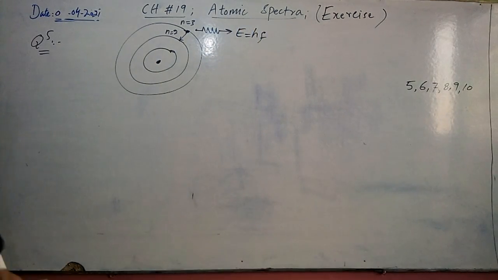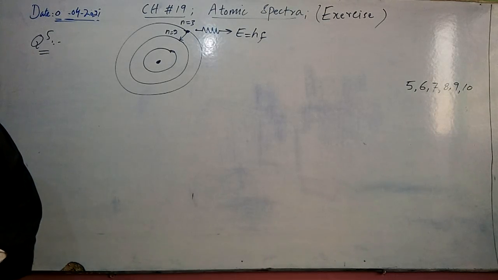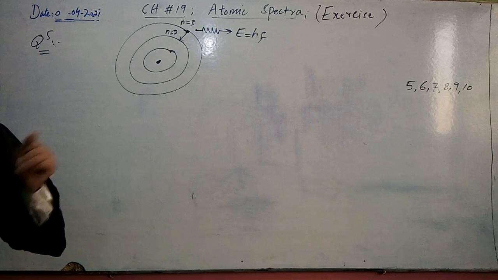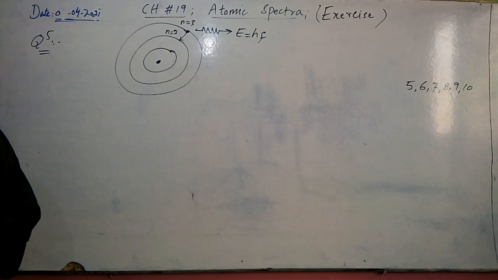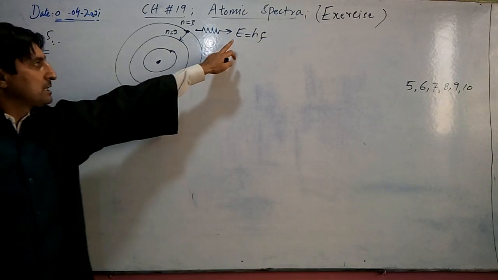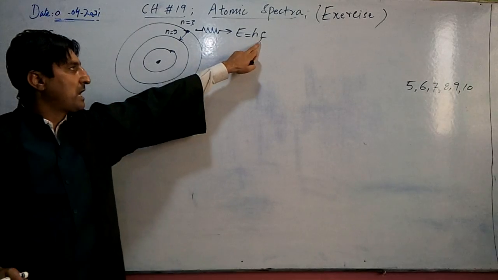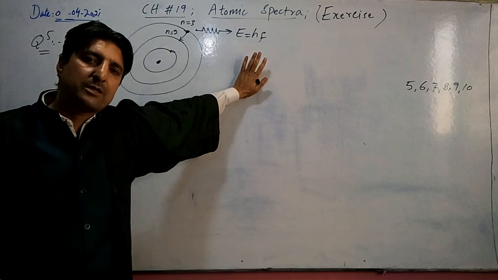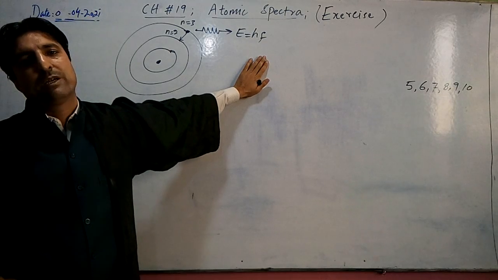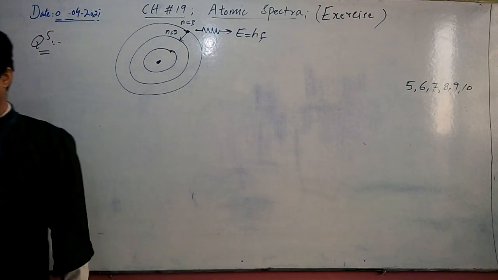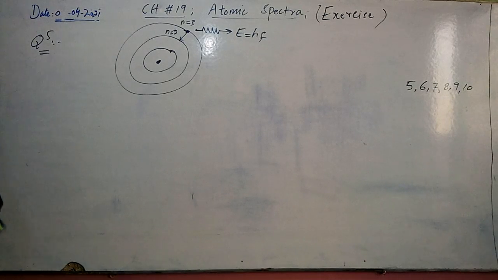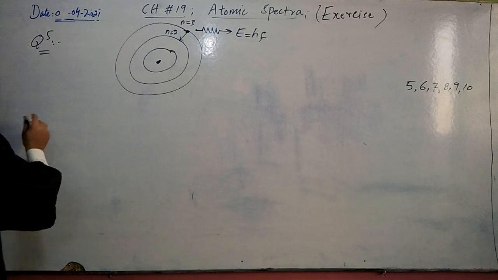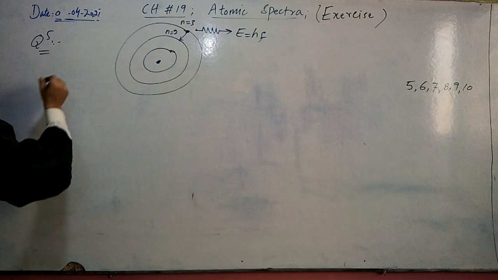So we have to calculate three things in this numerical: the energy of the photon, the wavelength of the photon and the frequency of the photon. To calculate the energy, we have to know the frequency of the photon. Similarly, to calculate the frequency, first of all we will calculate the wavelength of the photon. So let's start. What is given in the question? Let's collect the data.